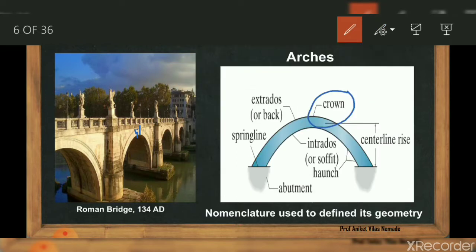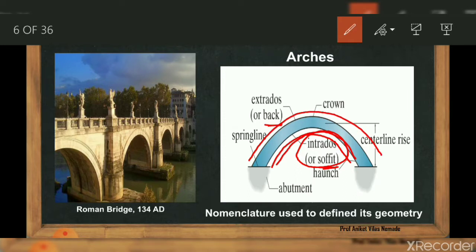Okay. Then the next term is extrados, or back. Extrados is nothing but the exterior curve of an arch, also called the back. Then the next term is intrados, or soffit. Intrados is nothing but the interior curve of an arch, and the interior surface of an arch is called the soffit. Also, the exterior surface of an arch is called the back. That is the meaning of extrados and back, and intrados and soffit.